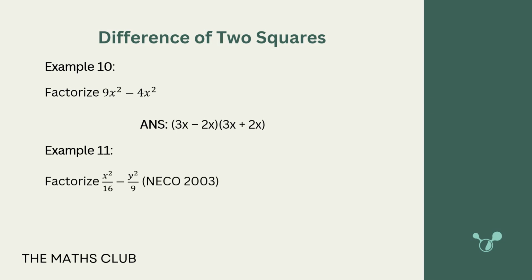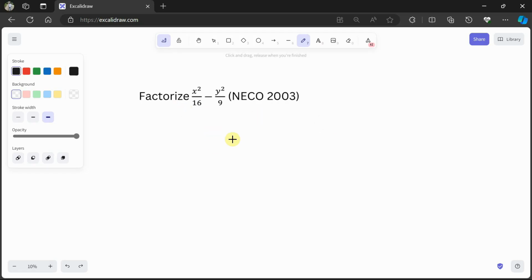Come back. Let's solve it together. Let's express each of them as perfect squares first. This is x squared all over 4 squared minus y squared all over 3 squared. Like I said, whenever I say factorize, always try to see if you can break it into perfect squares. So since all of them are squared, this is like saying x over 4 all squared minus y over 3 all squared. Do you agree with me?